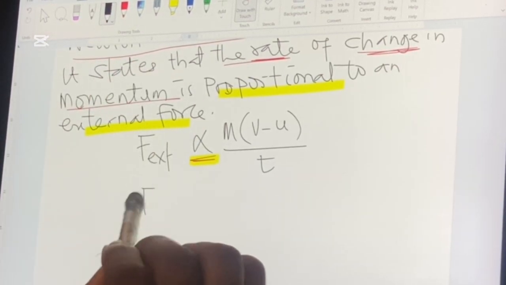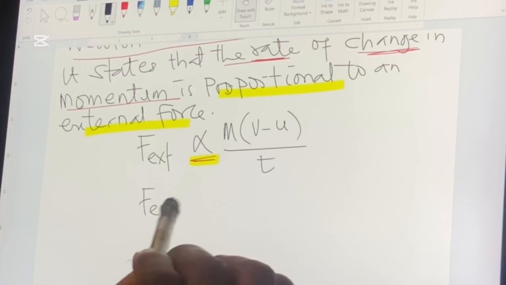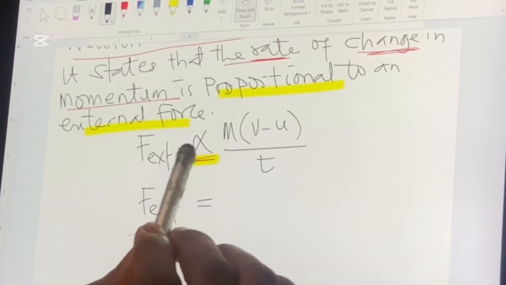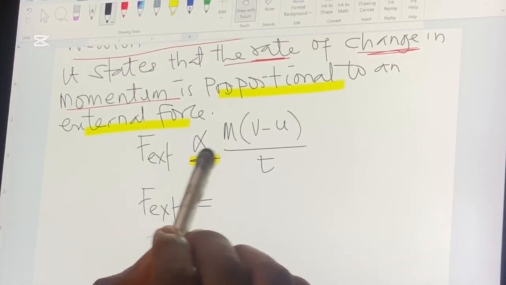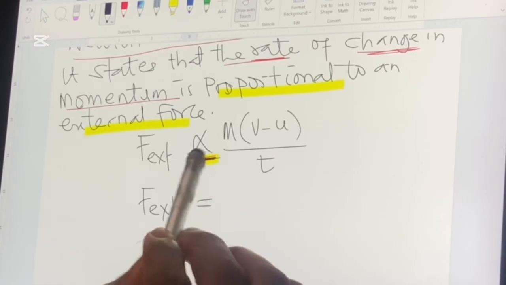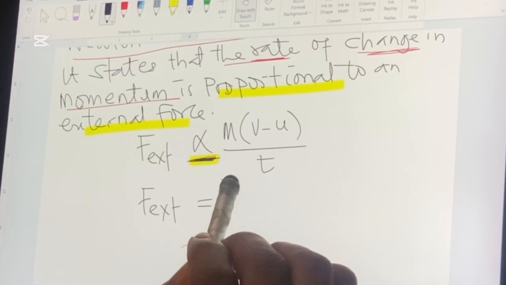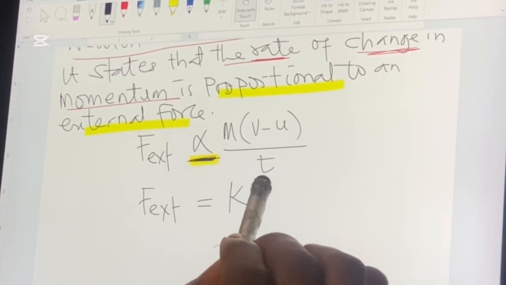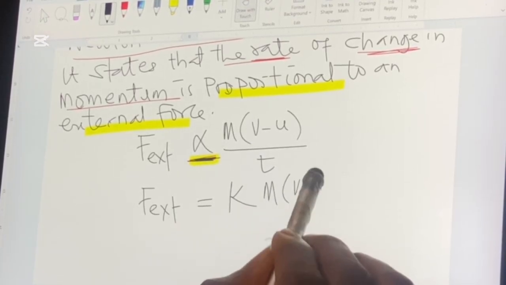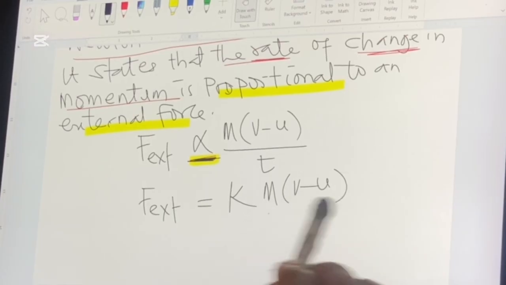So F external will be equal to. I'm replacing this proportionality sign with equal to. Please take note. So this is going to be k times m times (V minus U) over t.